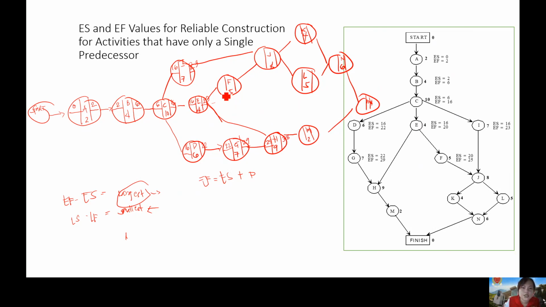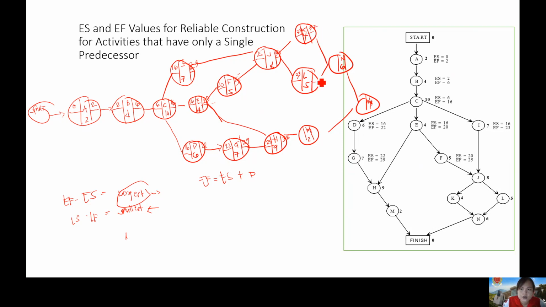Okay. Tapos, ito naman, isa lang ang pinanggalingan ni F. 20, 25, 25. Ayan. Tapos itong si J, dalawa ang pinanggalingan, 25 at 23. So, syempre, 25 yung kukunin ko. 25 plus 8, 33. Okay. Next ay 33. So, 33, 33, lagay ko dito. Wala naman siyang ibang pinagkunan. 33. 33 plus 4 ay 37.